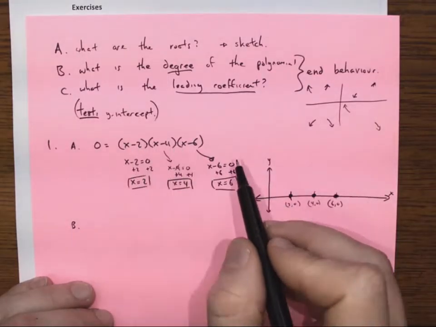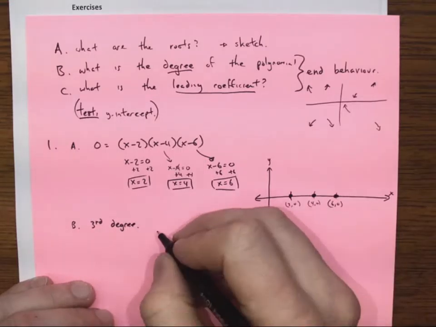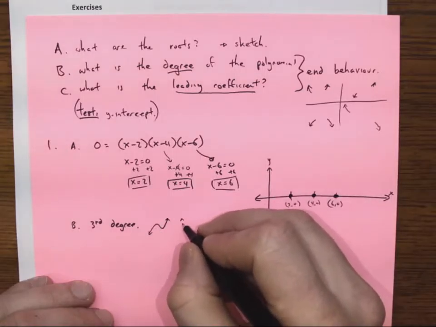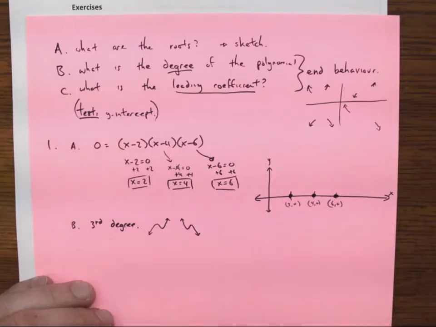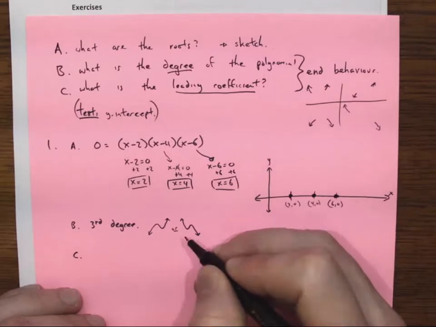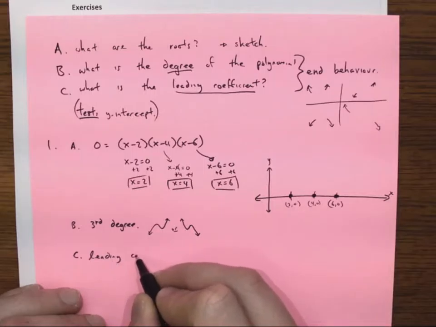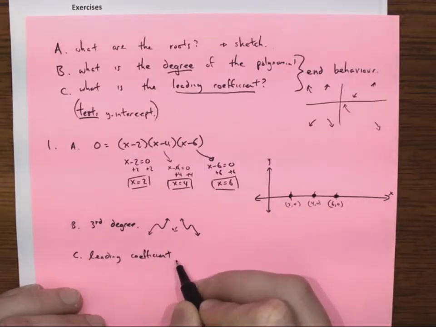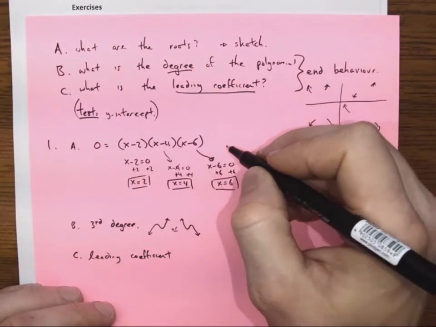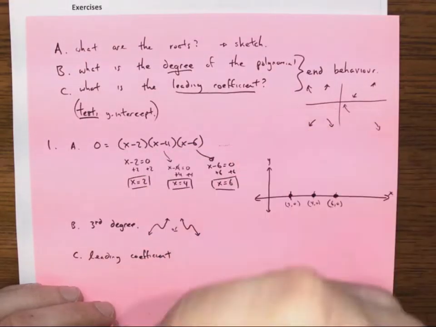Well, I can see 1, 2, 3 factors containing x, so it's a third degree. If I picture a third degree polynomial, I picture something that looks like this, with 2 humps in it, or something that looks like this. Okay, and then lastly, I need to ask, what's the leading coefficient? The leading coefficient is, if I was to expand all this out, the number in front of the highest power of x, which in this case would be x cubed.